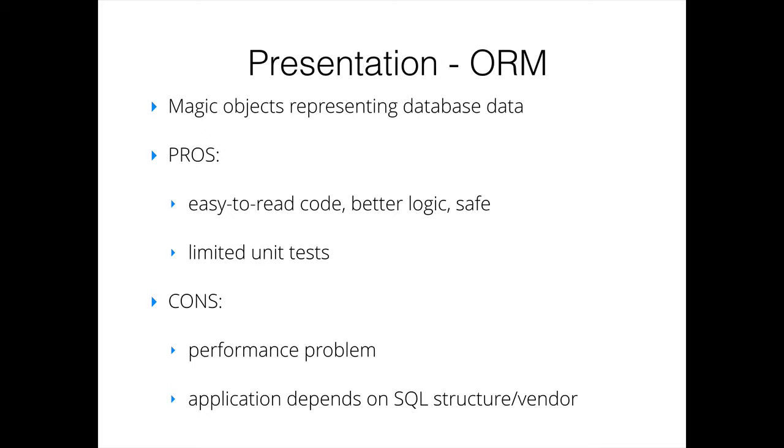Pros are the code is finally much easier to read. You also have better logic. Most ORMs operate with models. They will allow you to place your business logic inside the model, which is great, and you can finally separate it from the presentation. And you can finally do some unit tests, which is awesome. But most object relational mappers have performance problems, and I will look into them later.